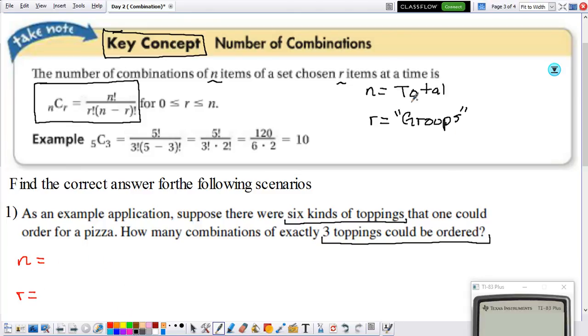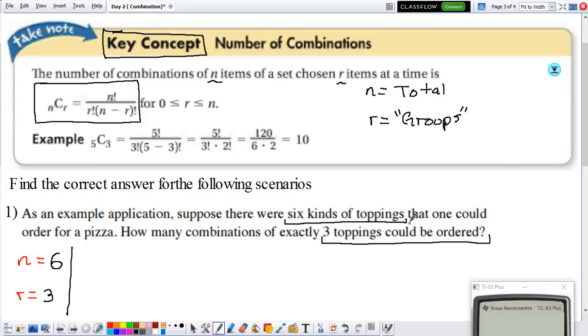Now, n is the total. So if we read the example here, it says that there are 6 kinds of toppings. So that means that n is equal to 6 because there are 6 toppings which we can choose from. That's the total in your group. Now, what kind of groups do we want to make? It says, how many combinations of exactly 3 toppings could be ordered? So that means that we want to make groups of 3.